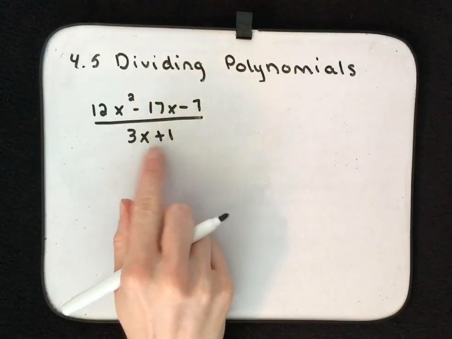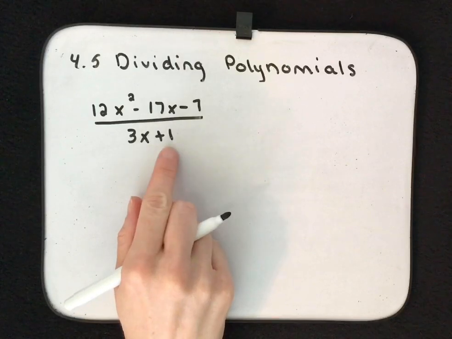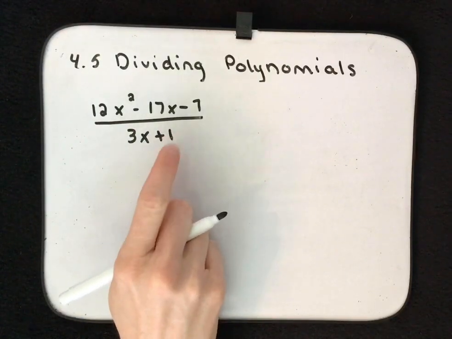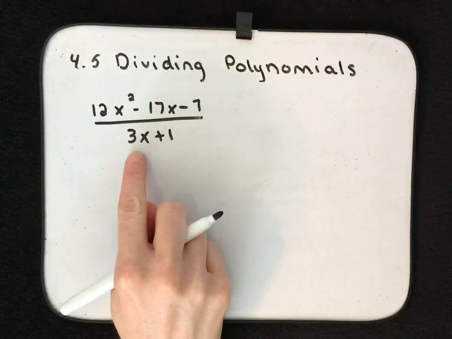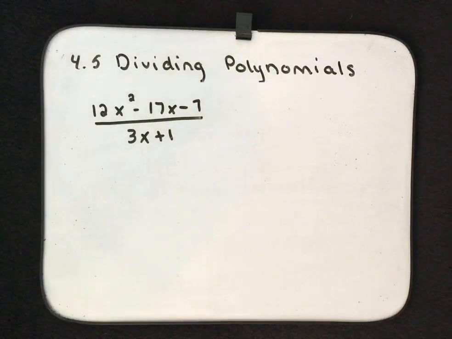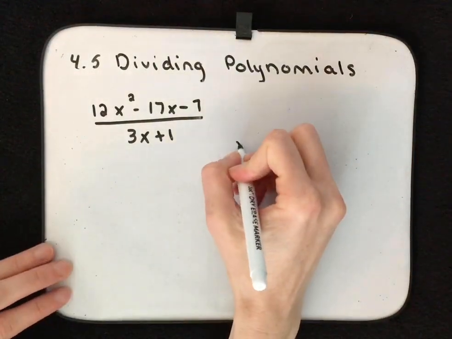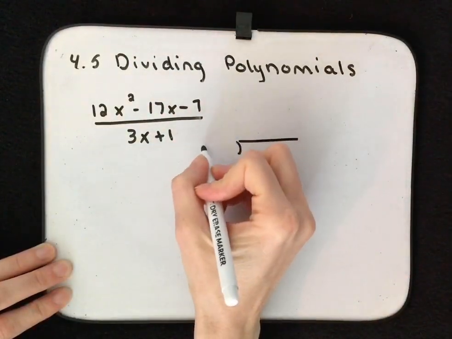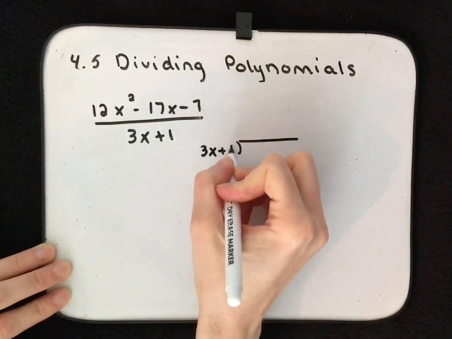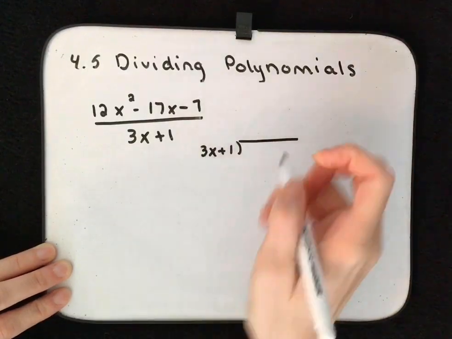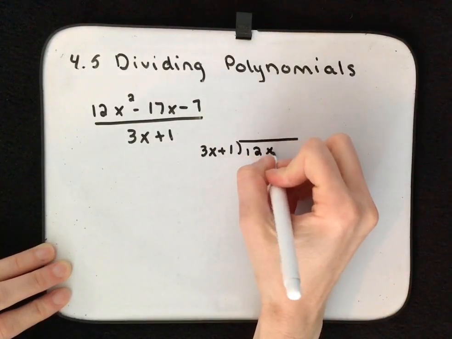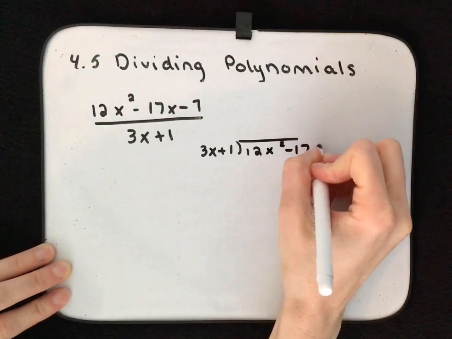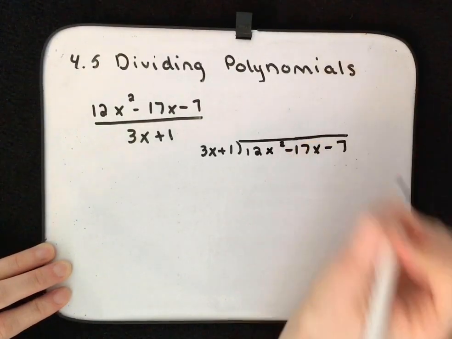We have that addition, so we have two separate terms. We have the 3x and we have the 1. So we cannot split this. So what we do is use long division. In order to set up the long division, you pretend a strong wind comes, blows over the top, and that leaves you with 3x plus 1 in the front. And then we have 12x squared minus 17x minus 7 goes inside.